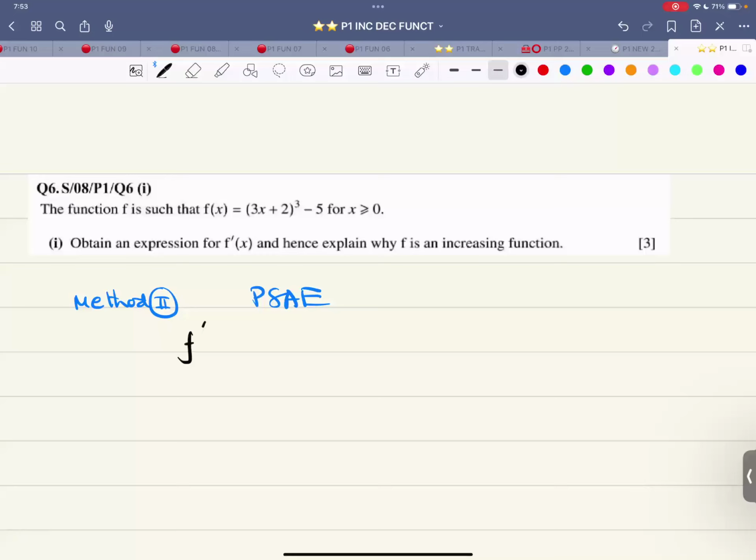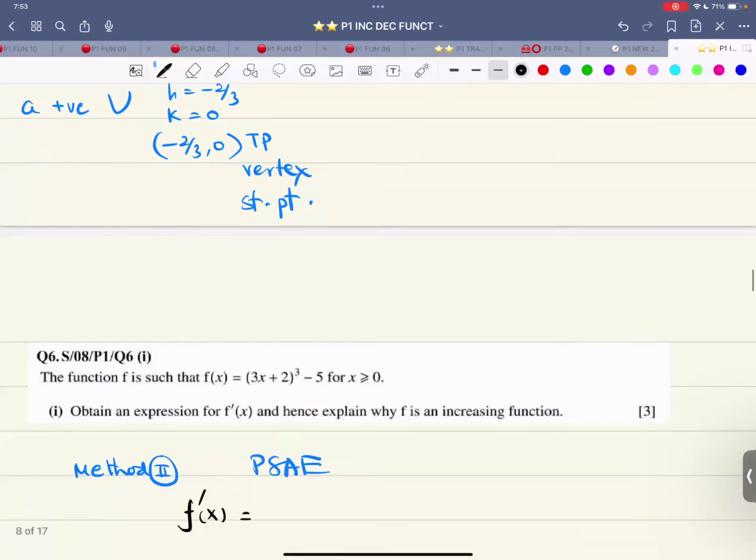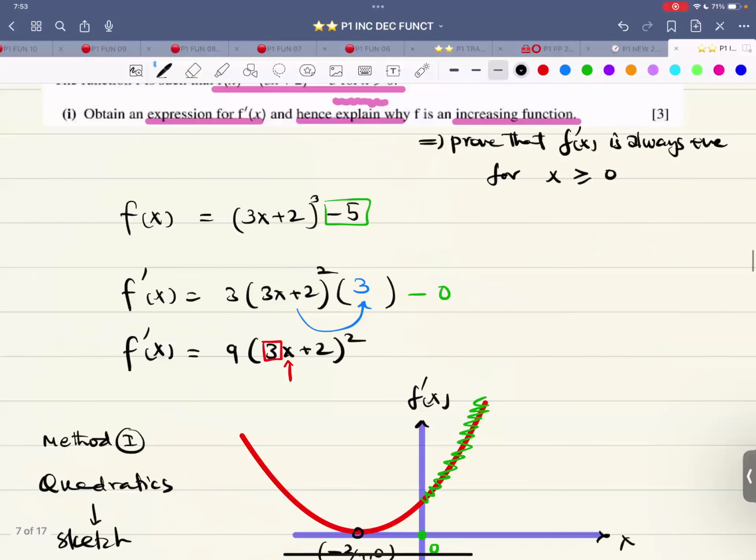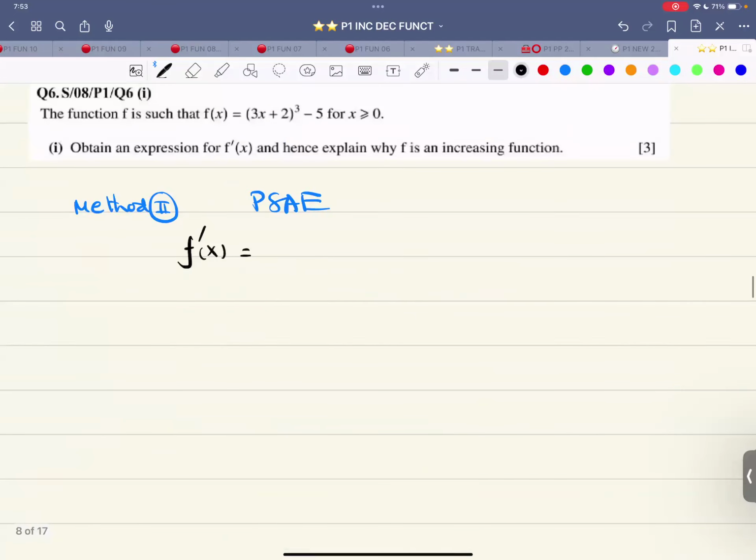f prime x, that is what? That is 9, 3x plus 2 whole square. So this is 9, 3x plus 2 whole square. And this format is perfectly fine. Now let me focus on this thing that is right over here.